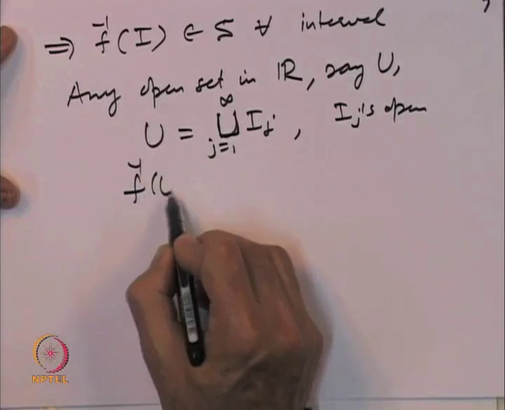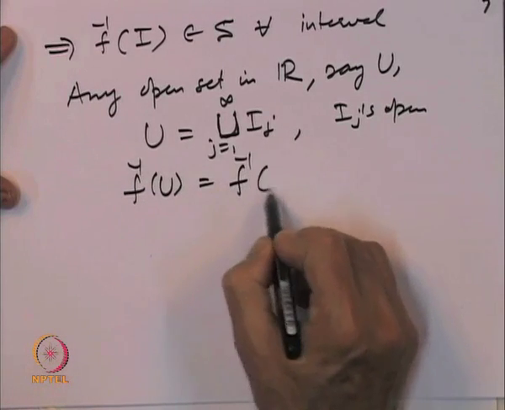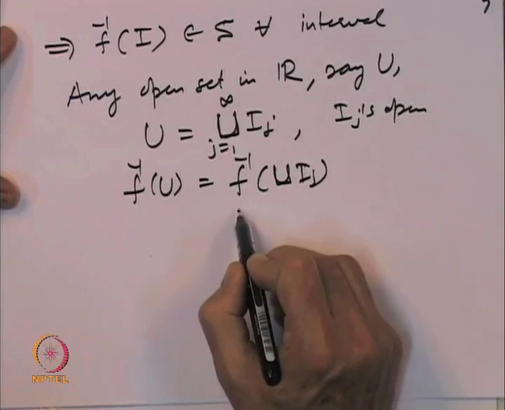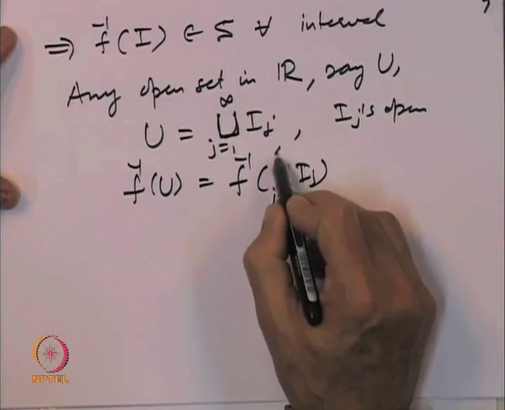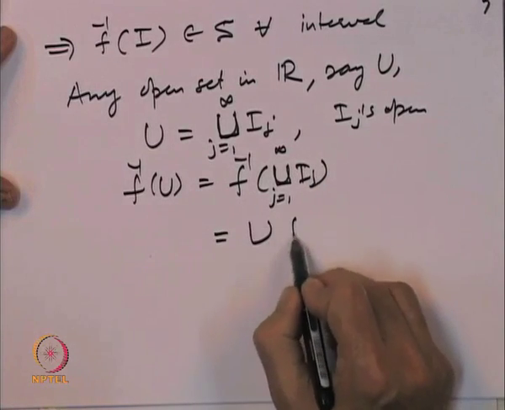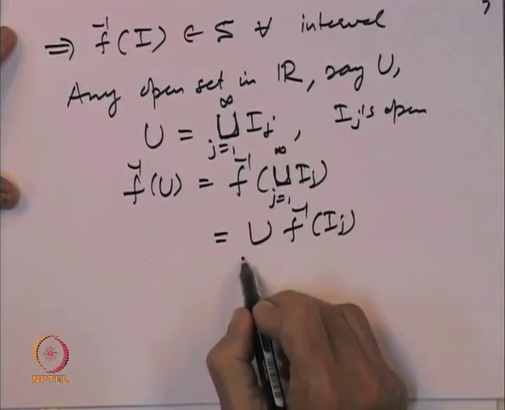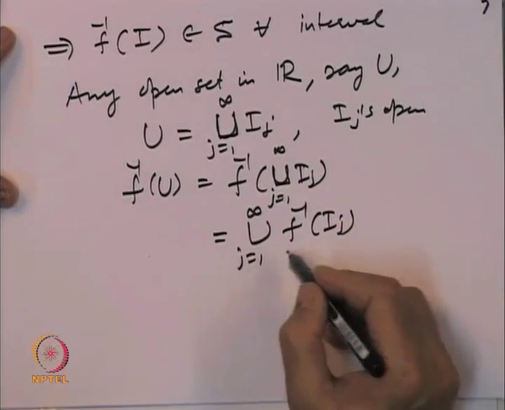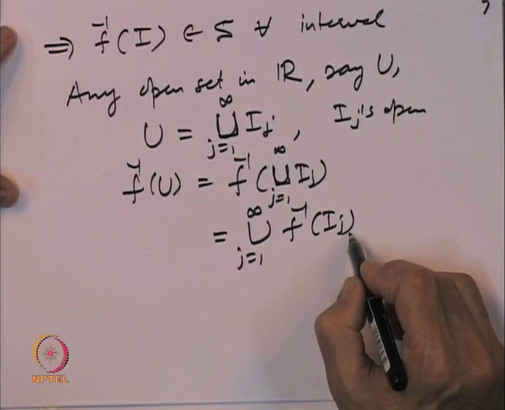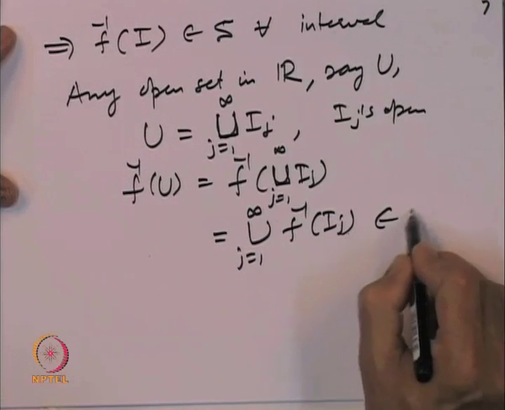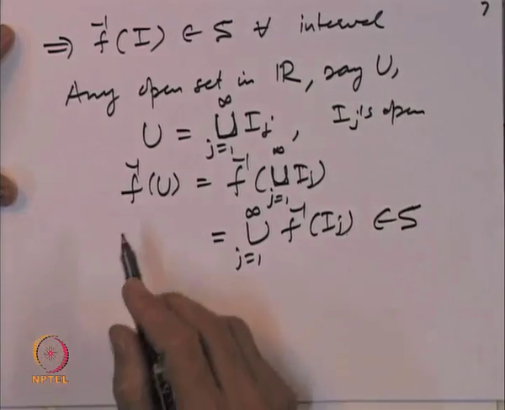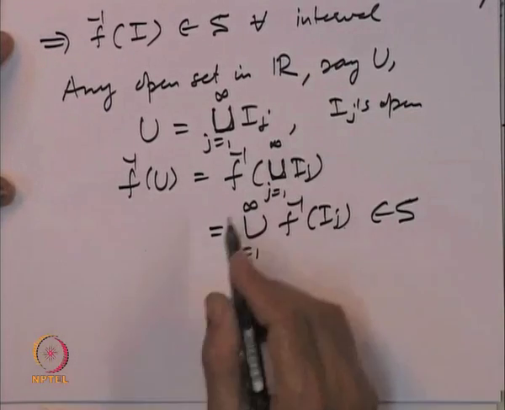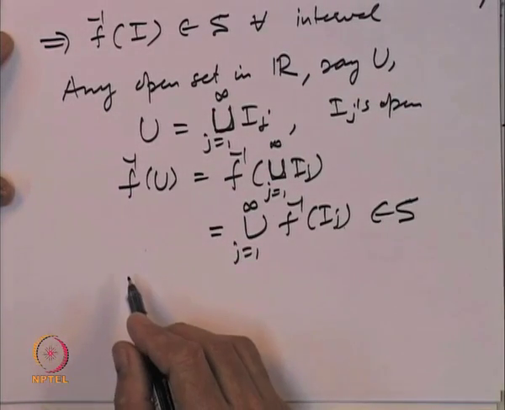So, f inverse of U will be equal to f inverse of the disjoint union of I j's, and which is the same as the union of f inverse of I j's, j equal to 1 to infinity. Actually, disjoint is not needed, but anyway this is okay. And f inverse of every open interval belongs to S. So, this belongs to S. So, if we assume any one of the four conditions, then that implies that f inverse of every open set is in the sigma algebra.